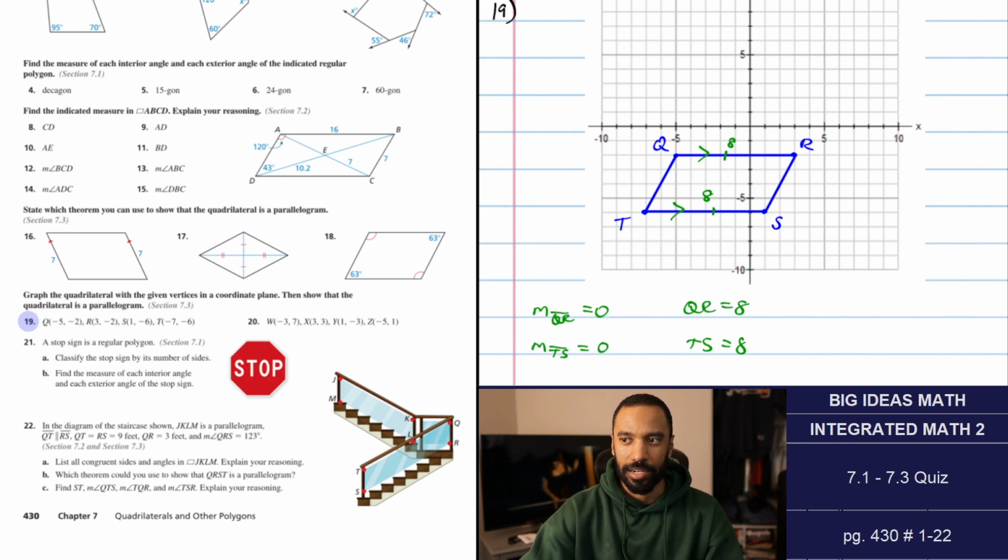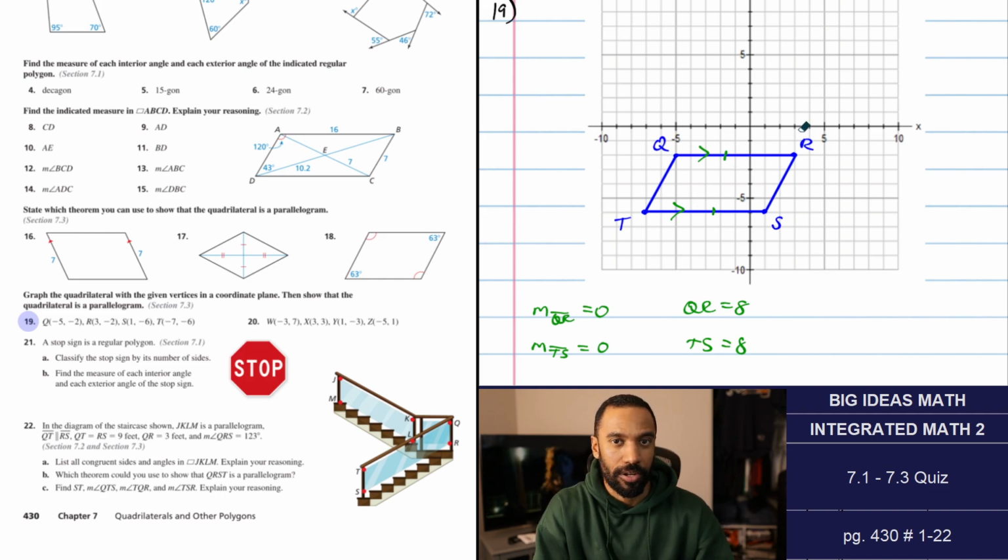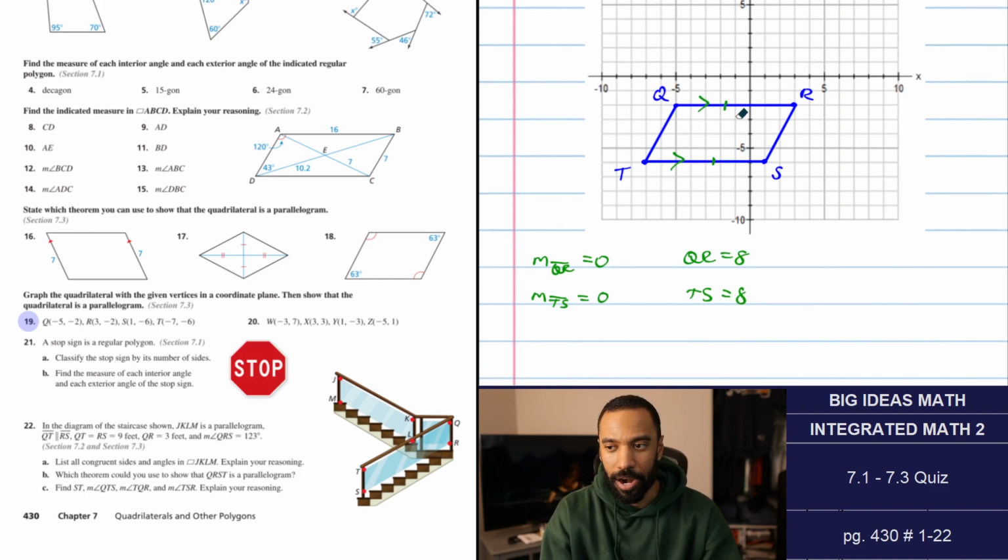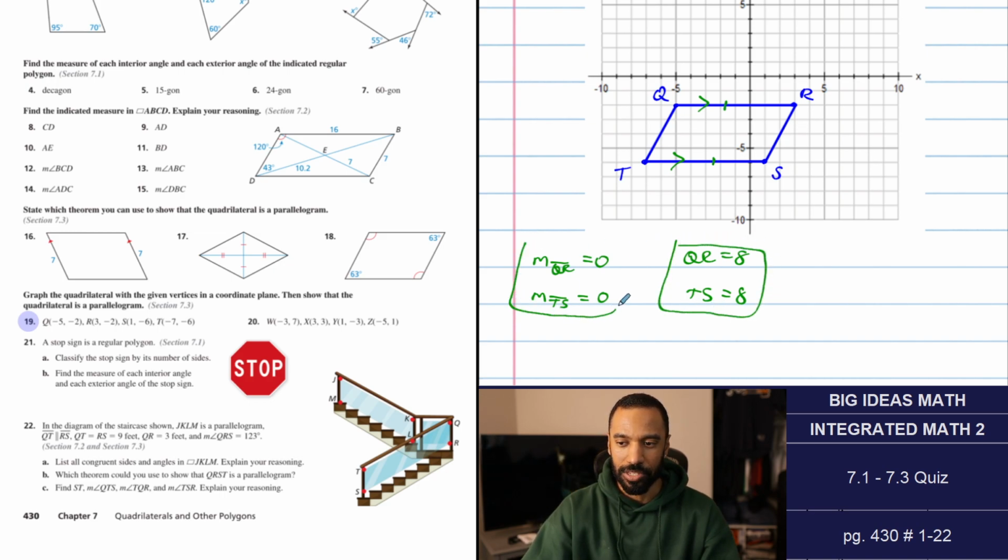This is the theorem that would be used on problem number 16 as well: the opposite sides parallel and congruent theorem. If one pair of opposite sides are both parallel and congruent to each other, then your quadrilateral is a parallelogram. So check that one out by, again, the opposite sides parallel and congruent theorem.